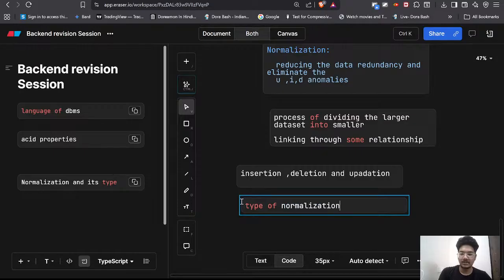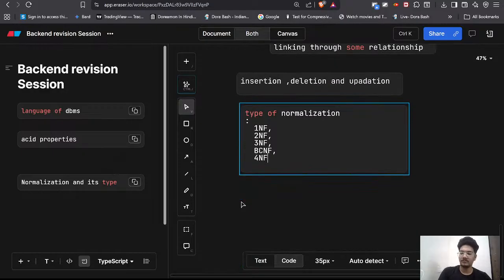Normalization. Okay, so first one is 1NF form, 2NF form, 3NF form, BCNF. After that, 4NF form. Okay, and for further study, there will be 5NF form. So let's discuss one by one.